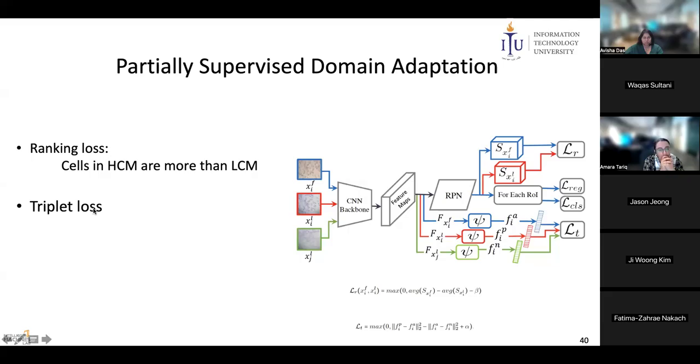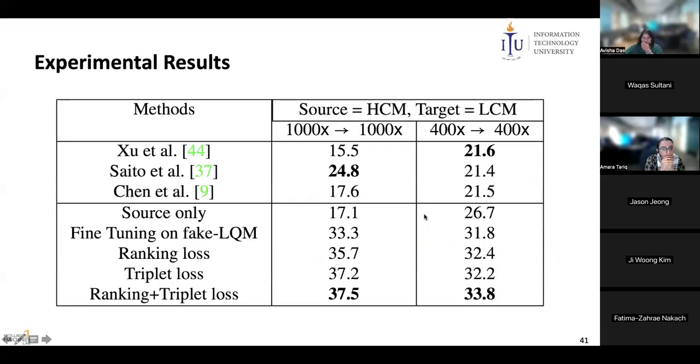The other thing is that we use the triplet loss, which is a standard loss. The images coming from the high quality and the low quality microscope, since they are coming from the same areas, should be close to each other as compared to a patch coming from any other area. So this is the constraint we use, and we integrate it into the Faster RCNN, and we observe that it helps a lot in improving the classification accuracy.